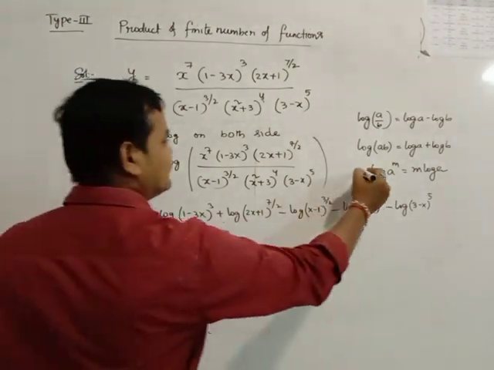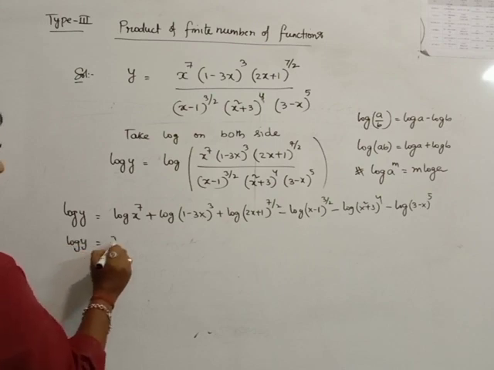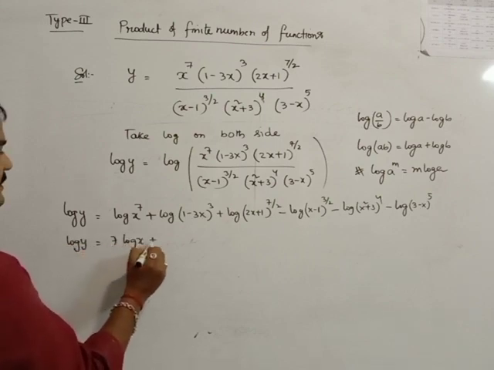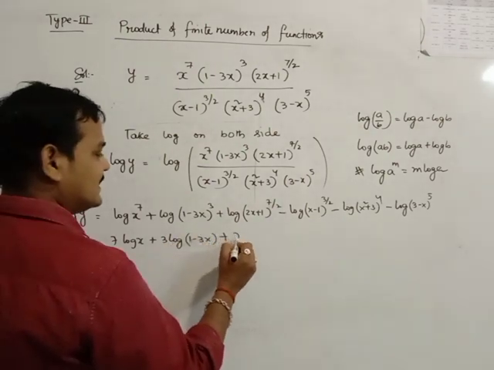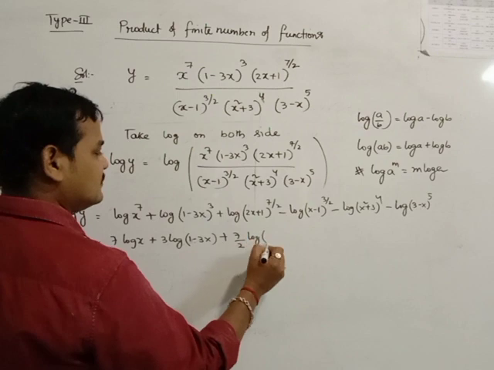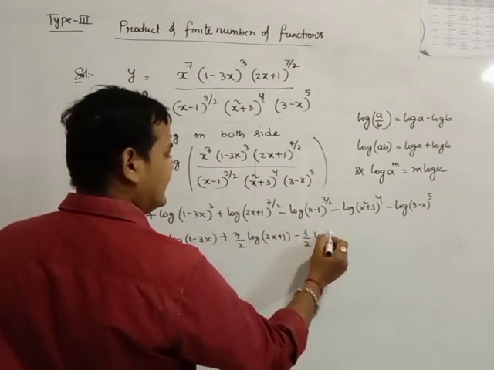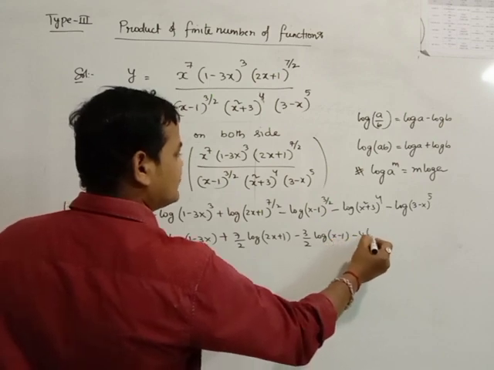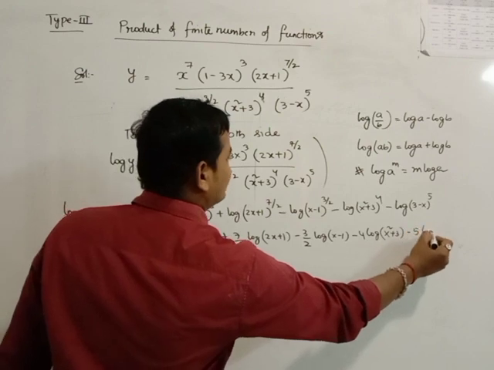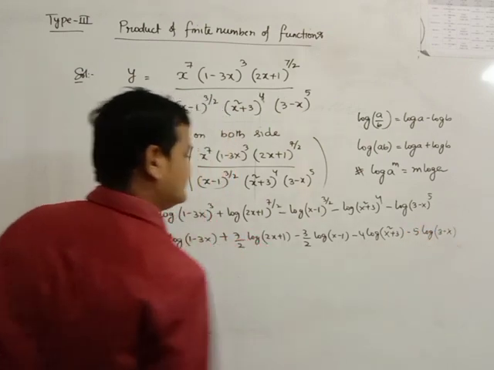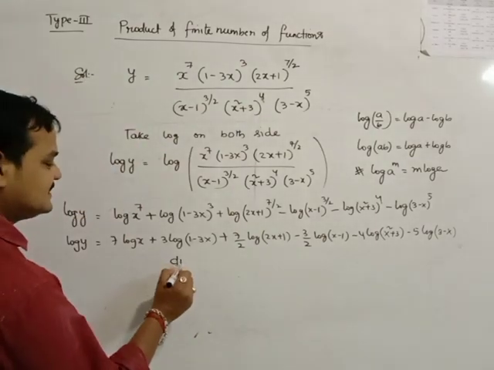Now using this formula, these powers come to the front. That means log y is equal to 7 log x plus 3 into log of (1 minus 3x) plus 7 by 2 into log of (2x plus 1) minus 3 by 2 into log of (x minus 1) minus 4 into log of (x square plus 3) minus 5 into log of (3 minus x). Now it is easy to find the derivative of this function using the chain rule.